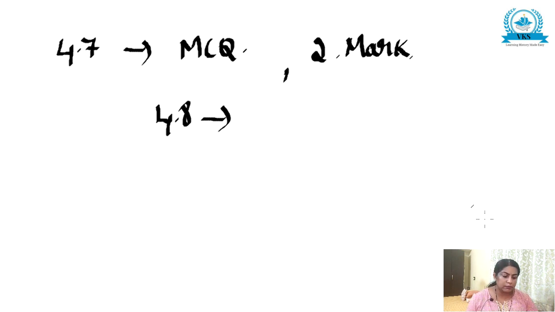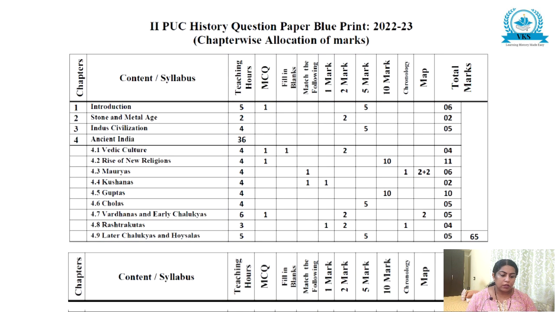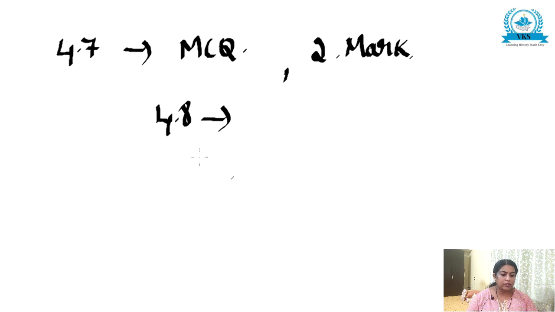Now let us move on to chapter 4.9, later Chalukyas and Hoysalas. From this chapter, one 5-mark question is going to come, that is from 4.9, later Chalukyas and Hoysalas. One 5-mark question is going to come.